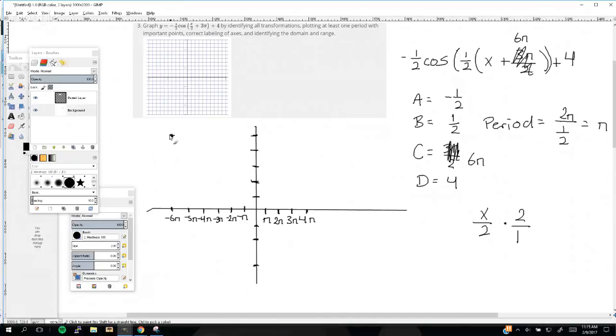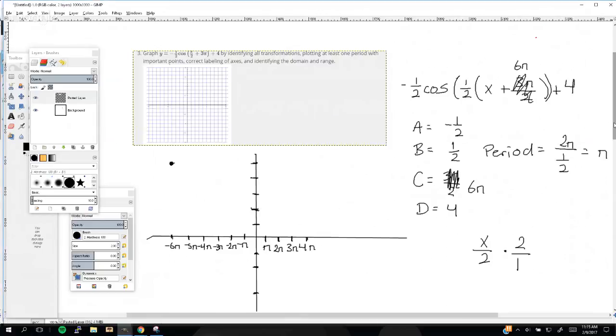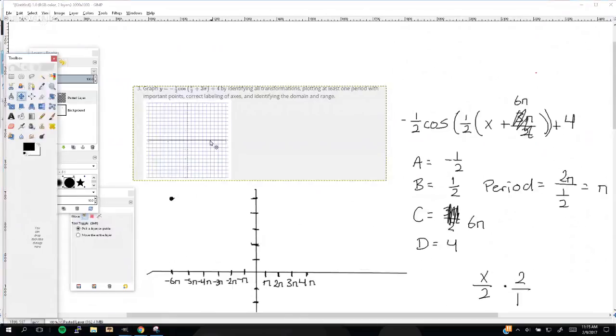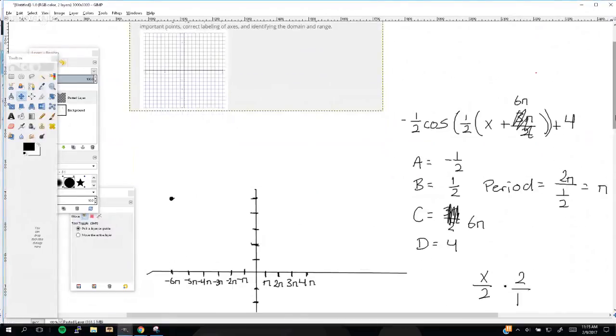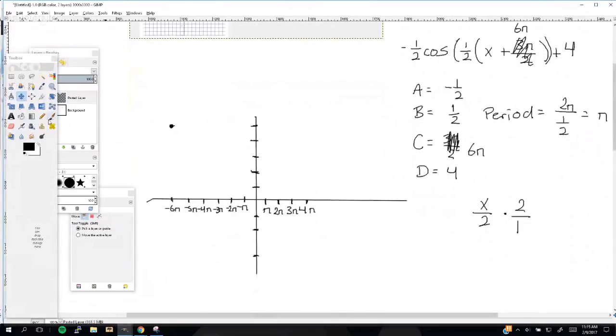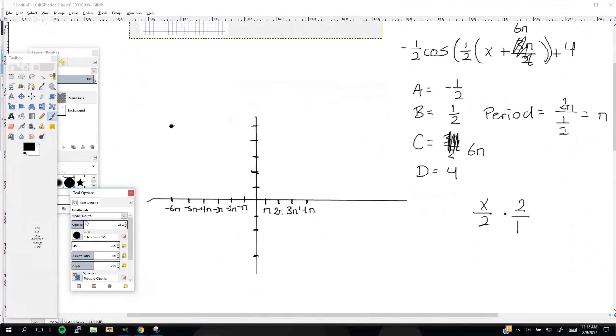Okay. So our first point is there. Okay, so we know that. Awesome. One point down. And then we know that the period has to be in between.